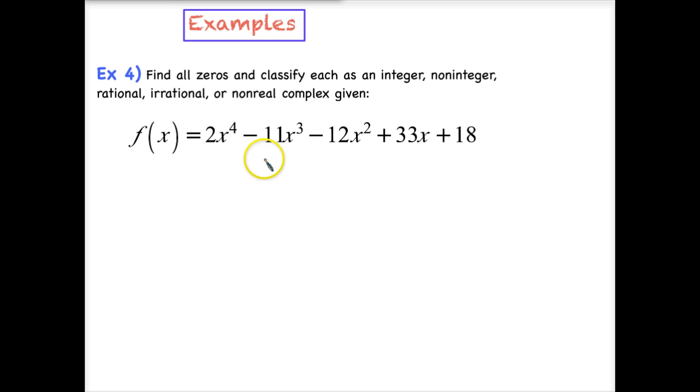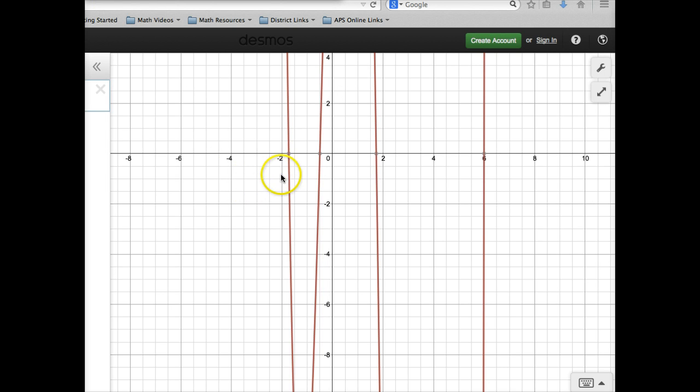Go ahead and pause the video and see if you can try this problem on your own. Remember that you may need to graph this in order to try to pull off a real integer zero. For this problem, you can see 1, 2, 3, 4 zeros. So we know that none of our zeros are going to be complex zeros. However, if we look at this zero, this is a decimal. So at this point, we have an irrational number.